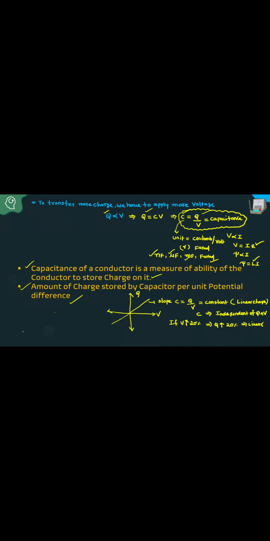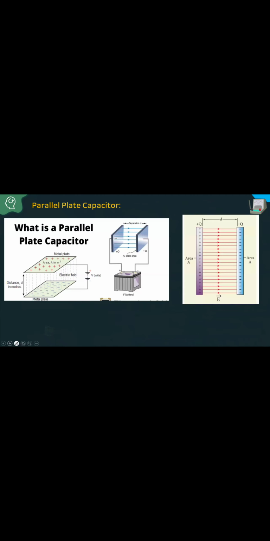What do you mean by non-linear? If V is increased by 20%, then Q is increased by only 10%, then we can say that C is not a constant. If C is not constant, then it depends on Q and V. It is a non-linear characteristic. This is the big difference between linear and non-linear characteristics. Now, how to derive the formula for capacitance with respect to the dimensions of the plates?